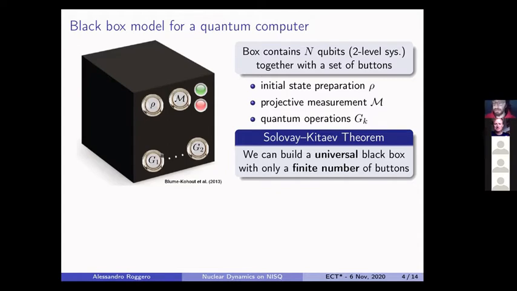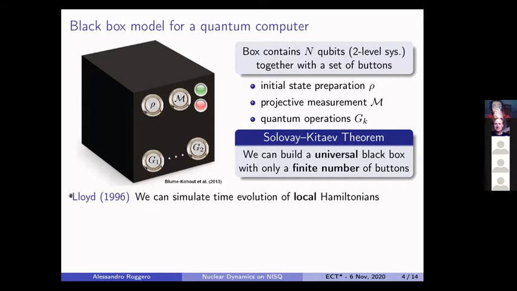Another very important result that came out in the 90s that relates to these quantum simulations is the result by Seth Lloyd at MIT, who showed that by using these quantum black boxes, it's possible to efficiently simulate the time evolution of a quantum system described by a local Hamiltonian, where by local I mean a geometrically local Hamiltonian. The idea behind this strategy can be described very quickly.